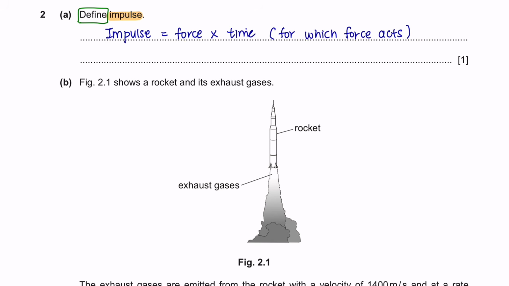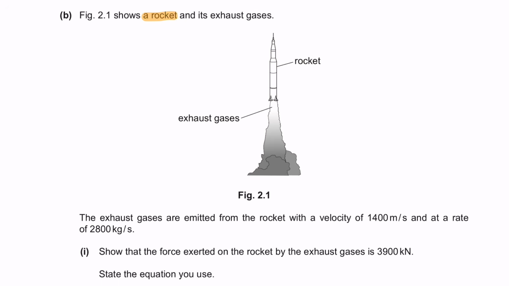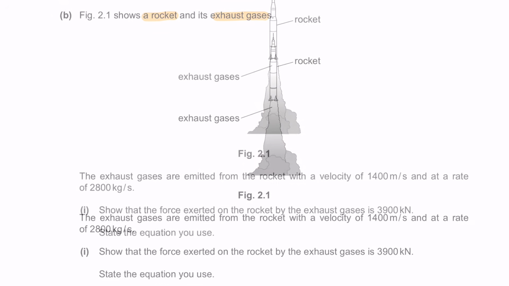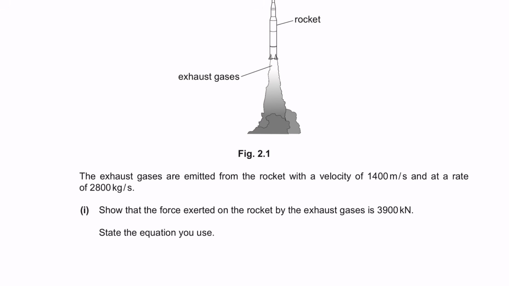So you can write exactly what is written on your cost specification into your answer space. Question B. Figure 2.1 shows a rocket and its exhaust gases. The exhaust gases are emitted from the rocket with a velocity of 1,400 meters per second and at a rate of 2,800 kilograms per second. So this tells us that at every 1 second it travels a distance of 1,400 meters and 2,800 kilograms of gases is being released. So this here can also be used as our mass.